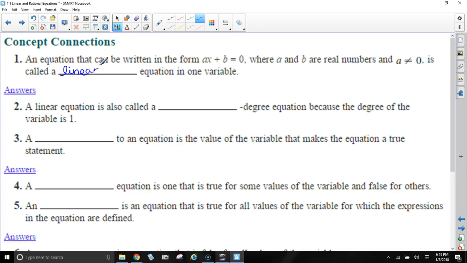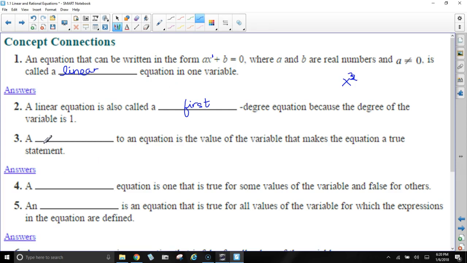A linear equation is also called a blank degree equation, because the degree of the variable is 1. The degree of the variable is 1 in a linear equation, so we call these first degree equations. If you have an x squared in an equation, we'll call that a second degree equation. And then we could have a third degree equation if you have an x cubed and so forth.